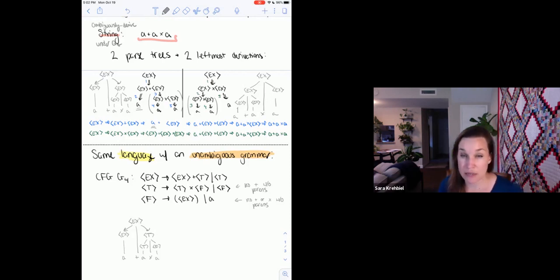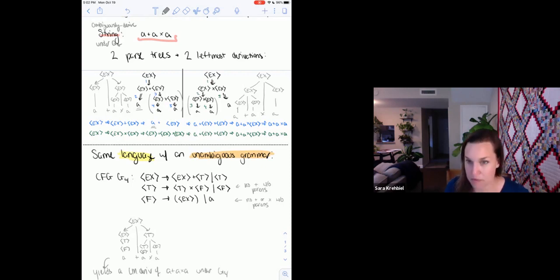And then we're sort of substantively done here, except that a term can't turn into A without becoming a factor first. And same thing, an expression can't turn into A without first becoming a term and then becoming a factor. But this is basically the same shape that we were working with before. And so this yields a leftmost derivation of A plus A times A under my new grammar G4.